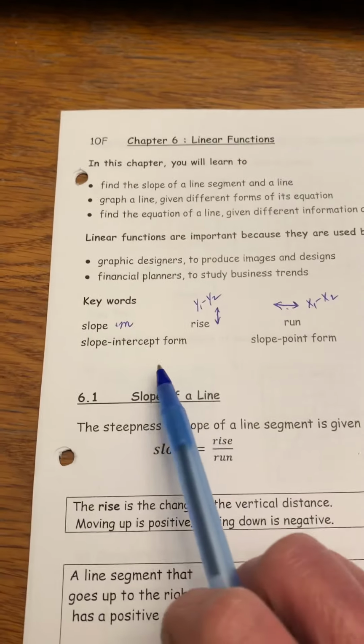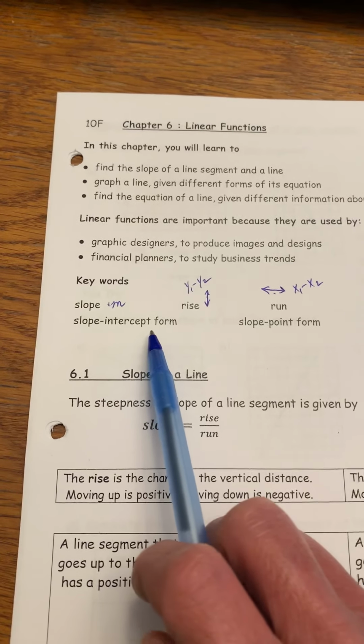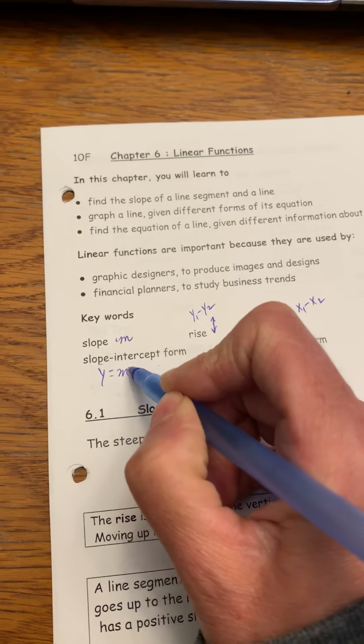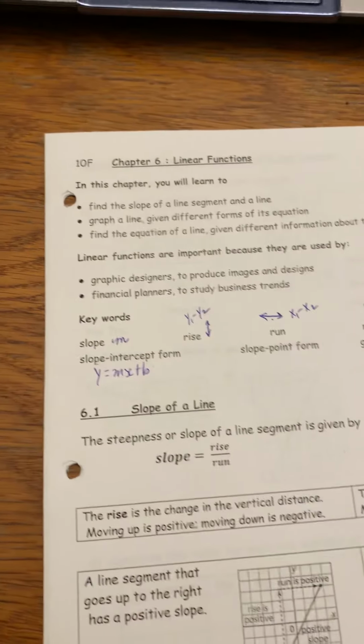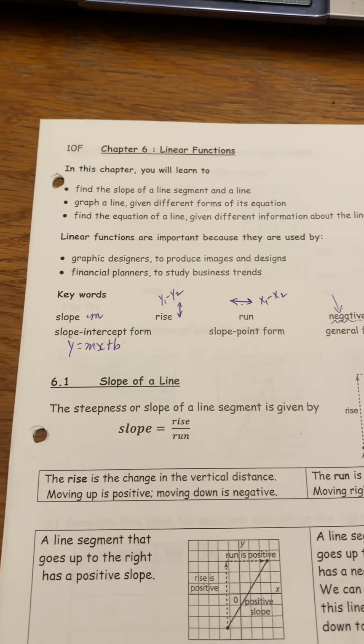Okay, these are going to be the three different forms of the equation that we take a look at in grade 10. Slope-intercept form, which is very familiar to you because I would have shown it to you a little bit in grade 9. Slope point form, which will be brand new, and general form, which will be brand new.